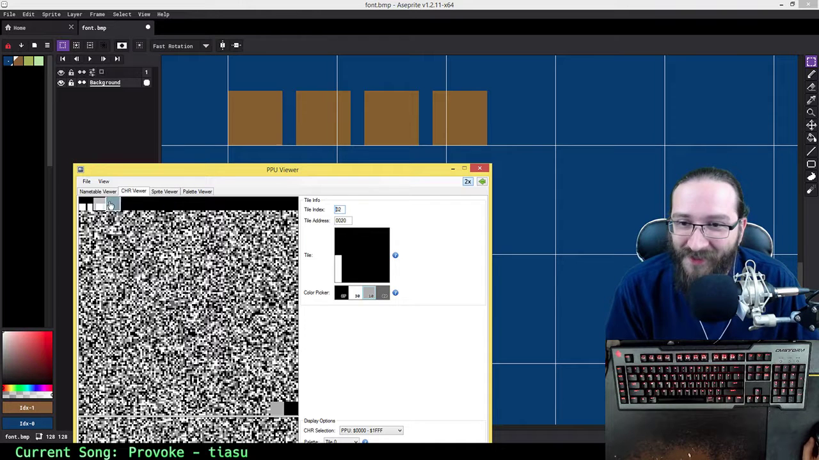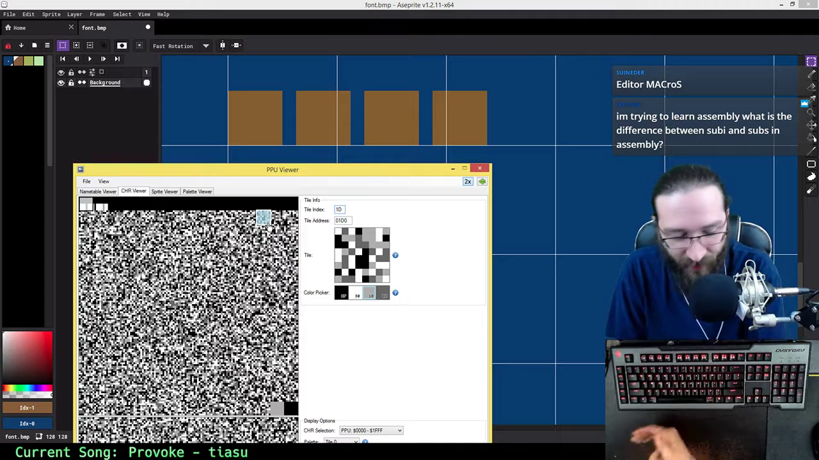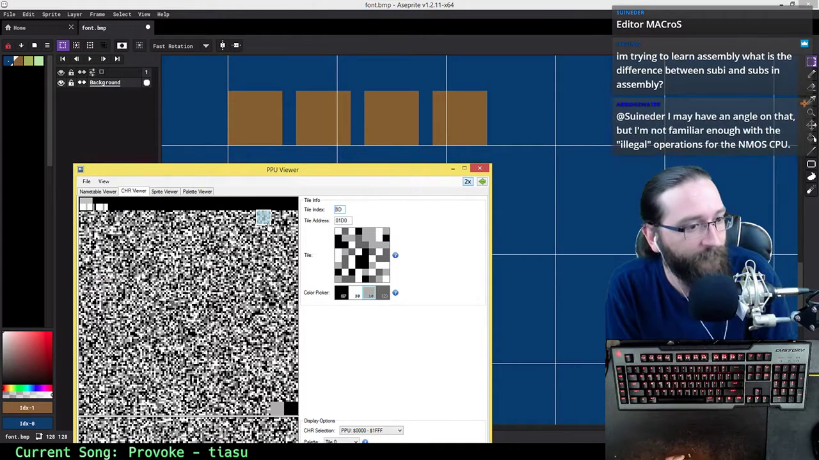Oh. So, yeah, so I am still using the shifting for this, and then ORing things together. But clearly my math isn't quite right.